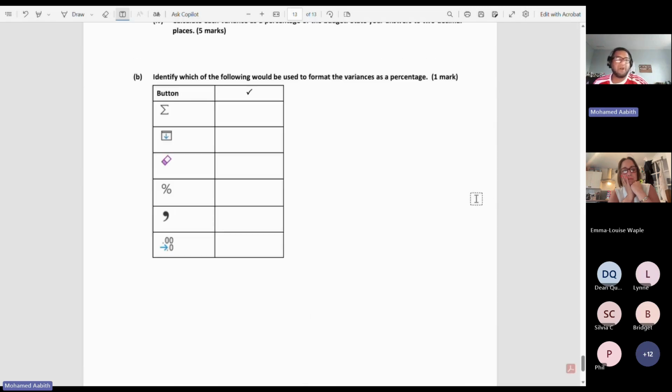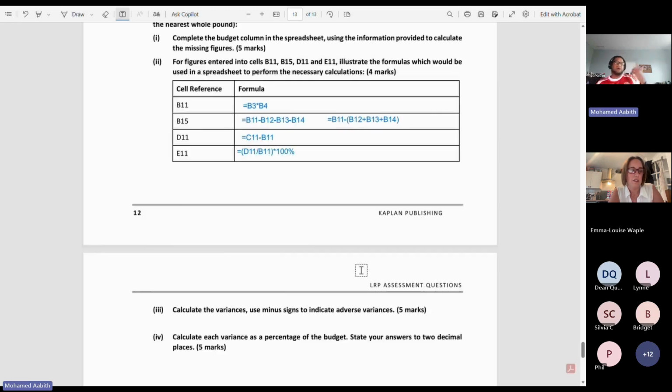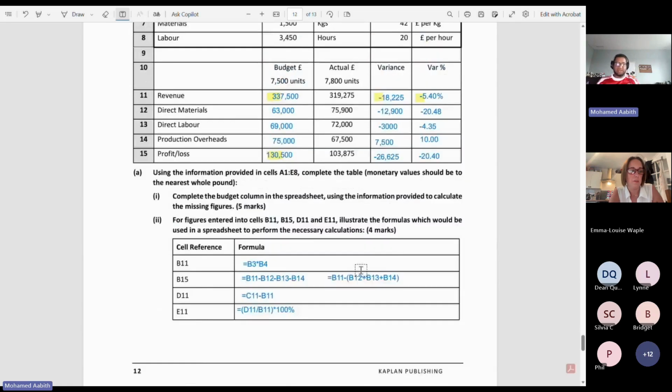And then the last part: identify which one of the following would be used to format the variance as a percentage. Obviously it answered that question anyway, isn't it? Because here this is the box. I'm going to say yes, the right box to format them as percentage. So it answered our question anyway straight away.